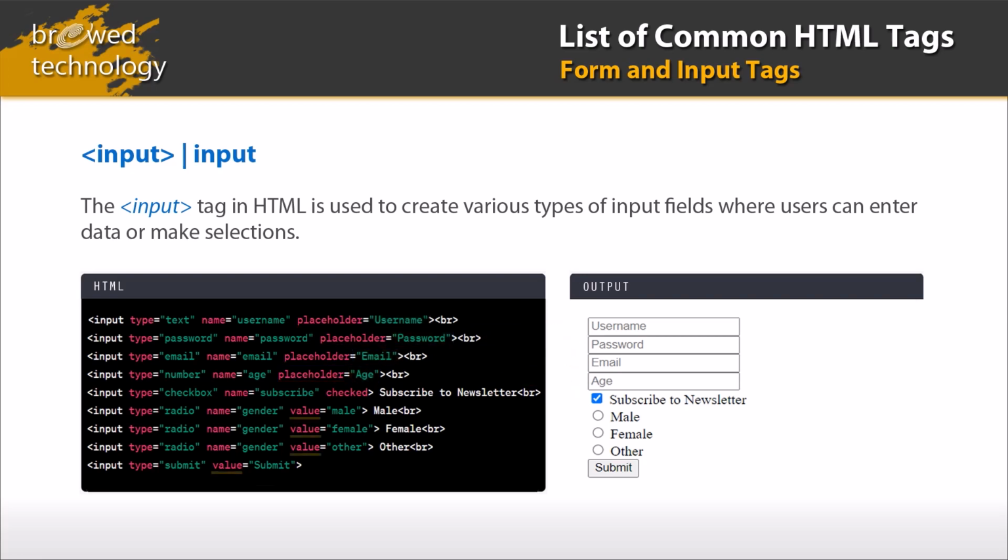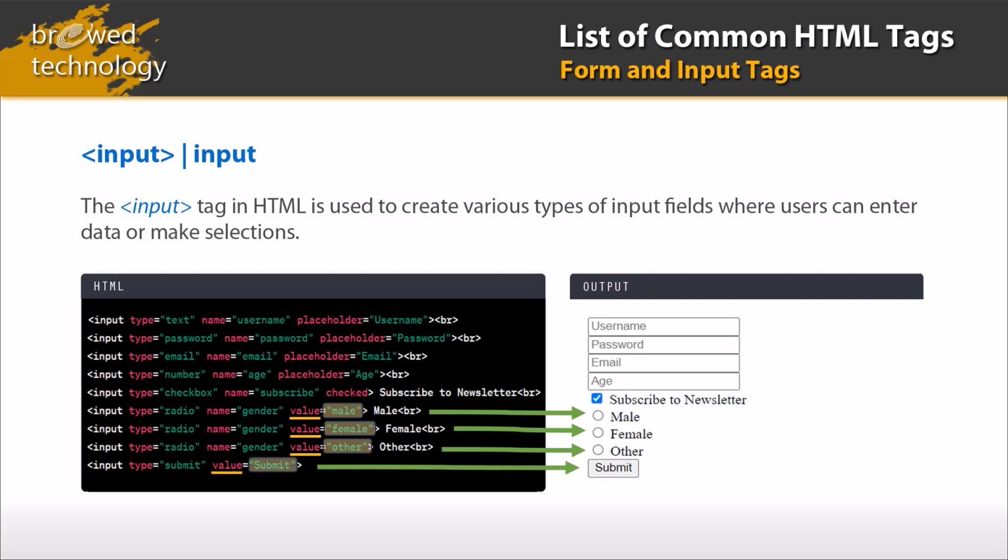Next is the value attribute for an input tag. The value attribute of the input tag in HTML is used to specify the initial value or the current value of an input field. It allows you to pre-fill an input field with a default value. Here in our example, the radio controls are pre-filled with the default values of male, female, and other. The same goes for the button control having a default value of submit.